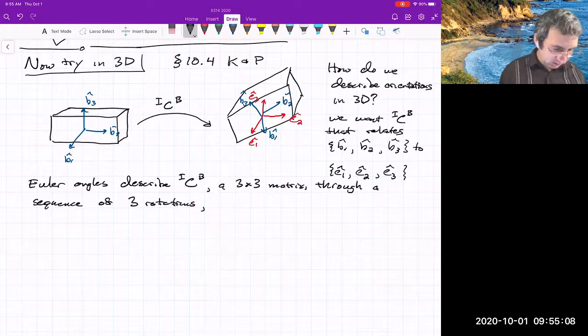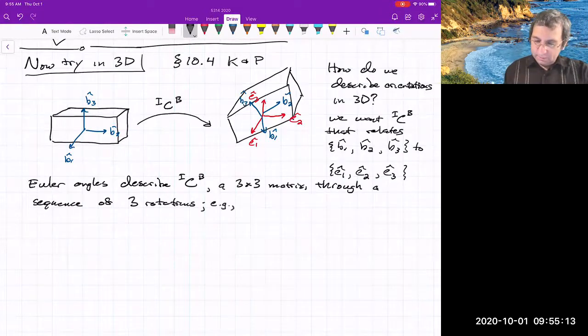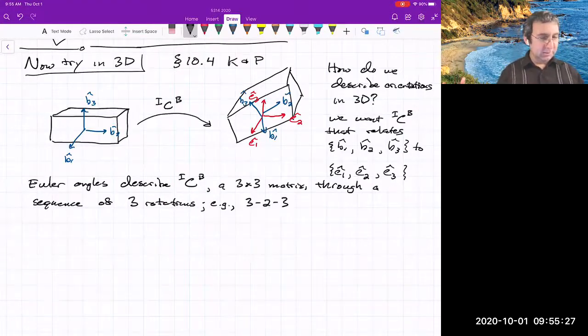Let's see, which one do I want to do here? There's actually 12 different sets of Euler angles. One that I'll describe is called 3, 2, 3. But then there are others, like the usual yaw, pitch, and roll. This 3, 2, 3 is not yaw, pitch, and roll. And I'll explain what this notation is.